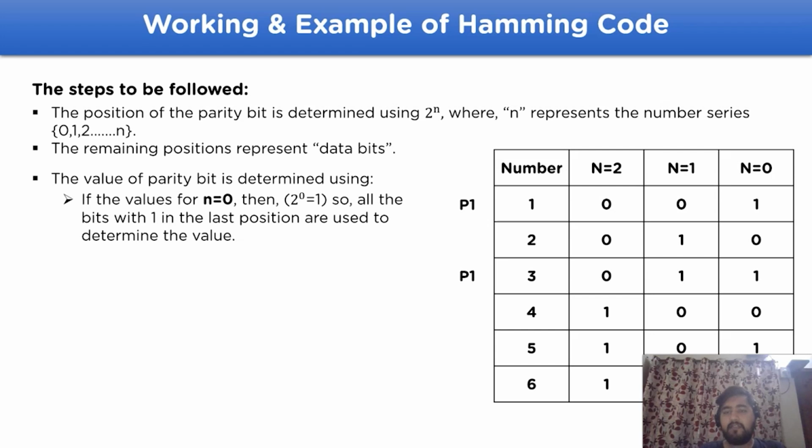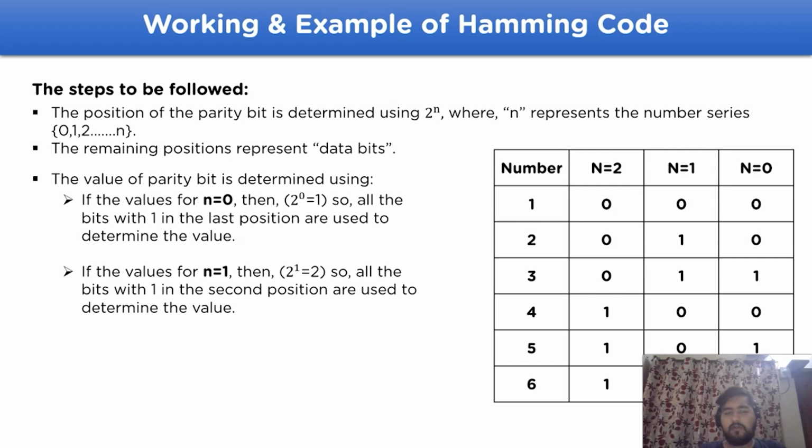Then is number 3, because the last position bit is 1. Then similarly for number 5, because n is equal to 0 and the bit value is 1. So these three positions can be used for the parity value when n is equal to 0.